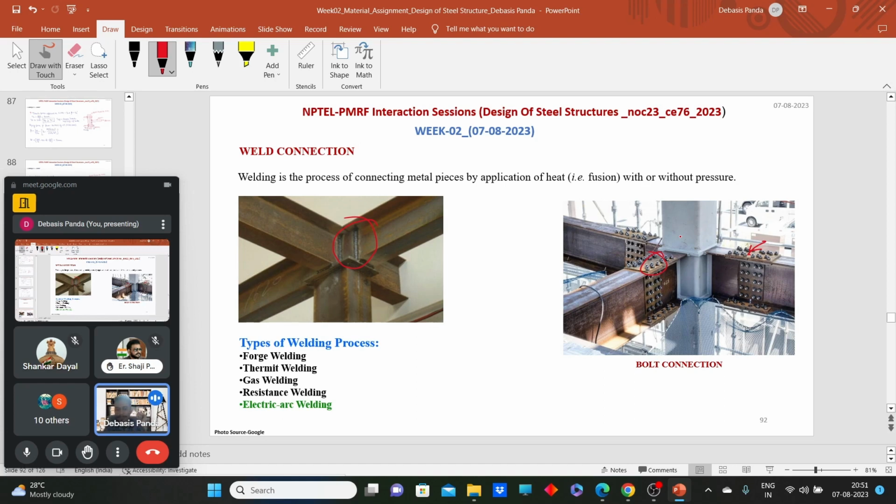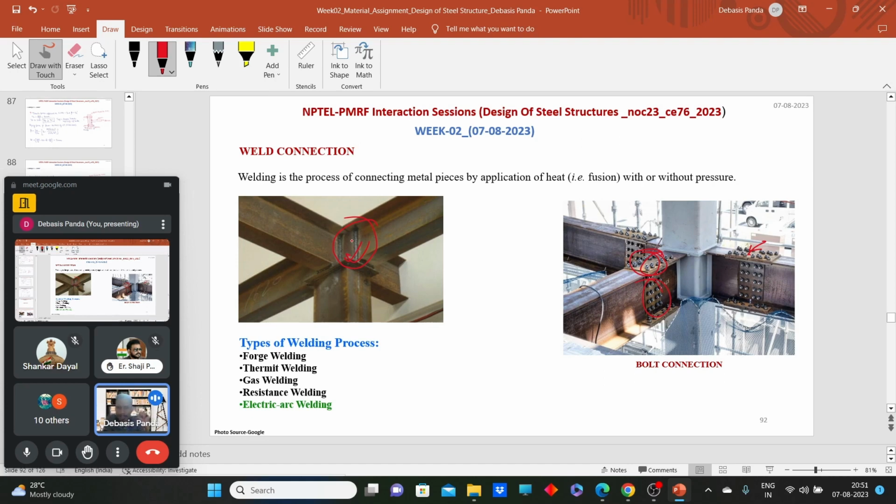Yeah, wait. So here, what do we have? Additional packing plates, cover plates, brackets, all these things we need to provide. So it will eventually reduce the weight when we design the welded connection.